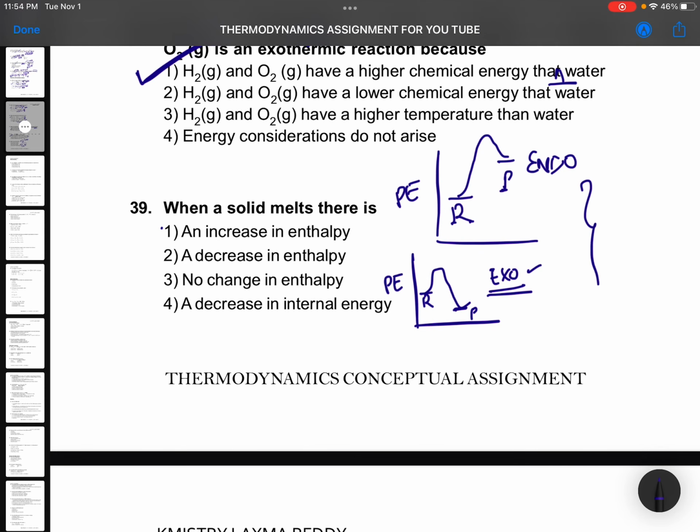These graphs are very, very important, remember. This gap is known as delta H. This is the threshold energy, this line, and this is called activation energy. All this you are going to learn in chemical kinetics.